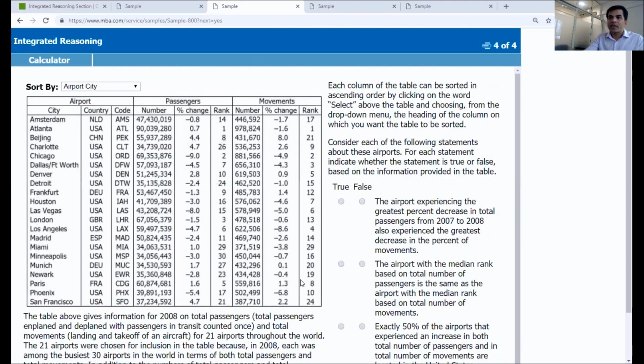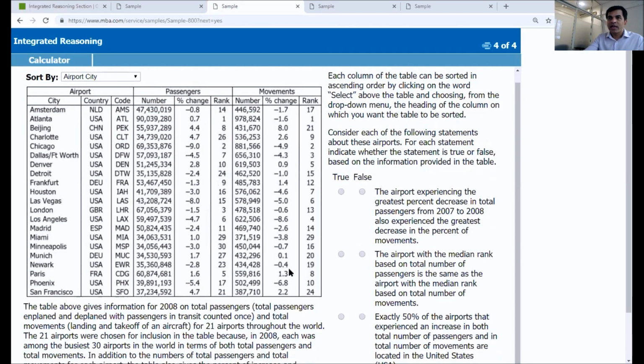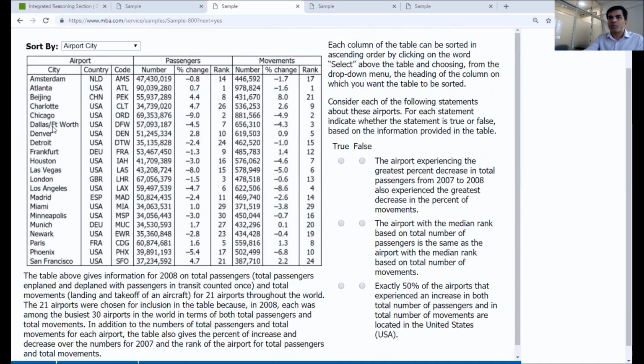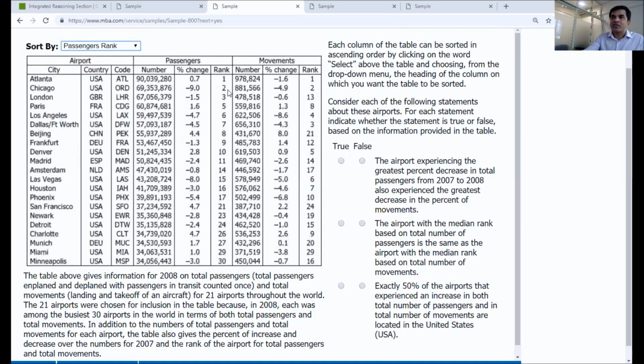This is another example they have given of tabular data. As you can see, this is a much bigger table, and sometimes so much information might seem a bit intimidating at first. But remember, with the help of the sort tool, things can become fairly simple. For example, we are looking at the rank here. If I simply sort on passenger rank, I'm very quickly getting this particular column in ascending order.